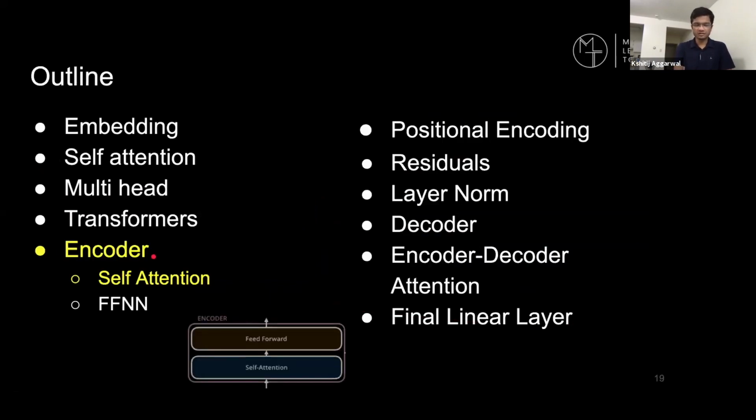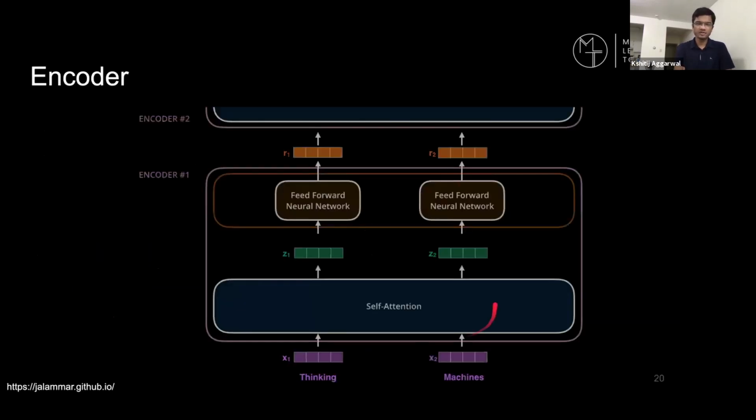So let's look at all of these things in detail. So let's start with encoder and its self-attention. So just to remind you, encoder has self-attention and feed-forward. We'll firstly look at self-attention, and then we'll move on to see what feed-forward neural network is. So this is just, again, the same thing. So we have some input, x1. So let's say we want to give it 2 words as input. So thinking machines. This is the first word. This is the second word.